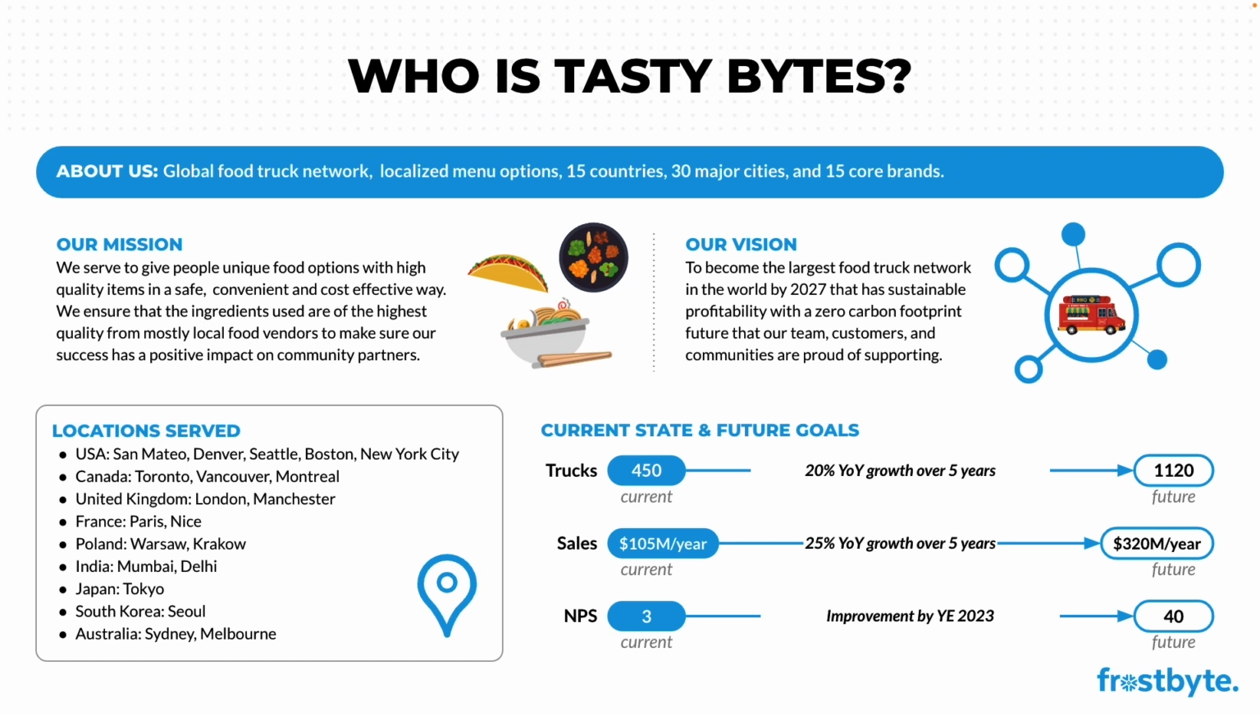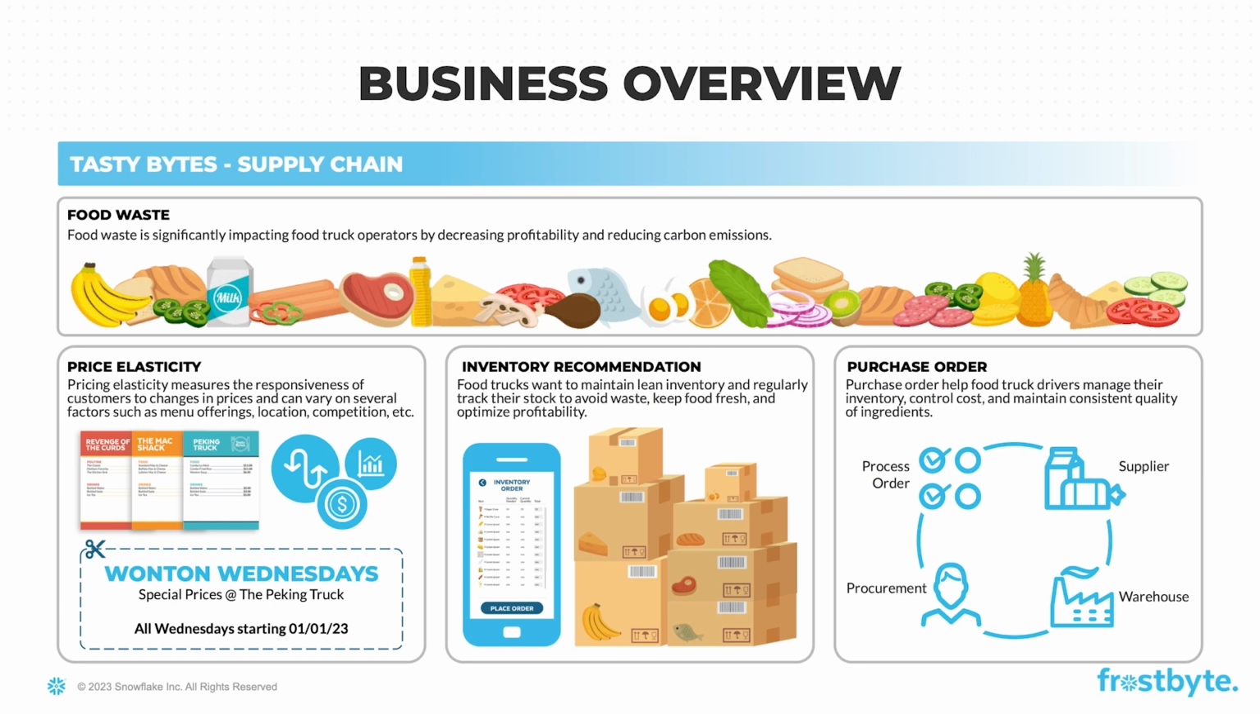Its mission is to become the largest food truck network in the world with sustainable profits and also reducing food waste. In this demo, you will see how Snowflake is helping the Tasty Bytes organization achieve their goals. As part of the demo, you'll see how Snowflake is helping create and deploy location recommendation and inventory forecast machine learning models to reduce food waste and increase profits. A price elasticity model will also be deployed soon.